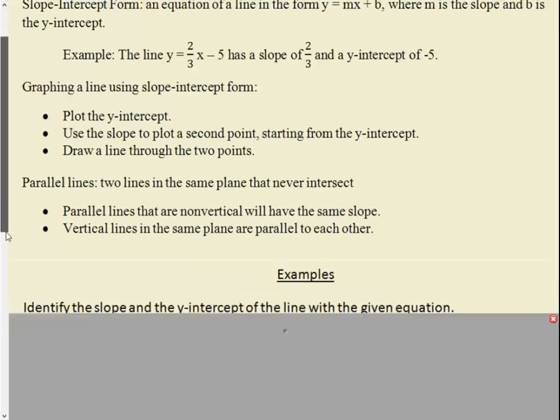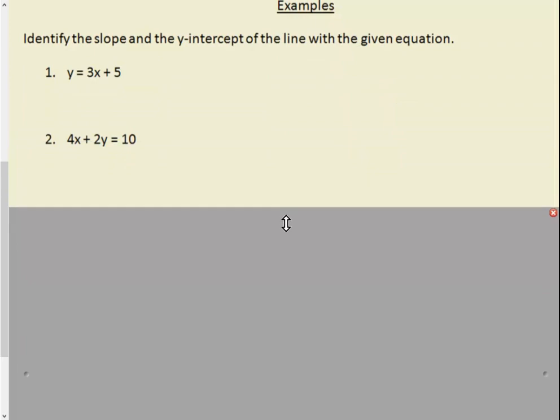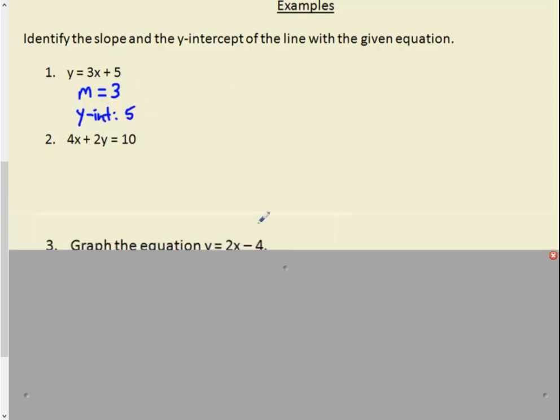So let's jump into examples and see how this works. Identify the slope and the y-intercept of the line with the given equation. And in the first case, we're in luck because this is already in slope-intercept form. So the slope is the coefficient of x, which is 3, and the y-intercept is that constant by itself, 5. Okay, nice and simple, right?